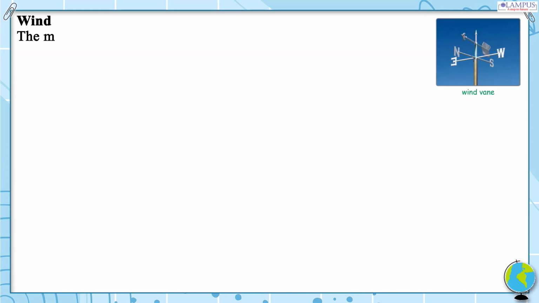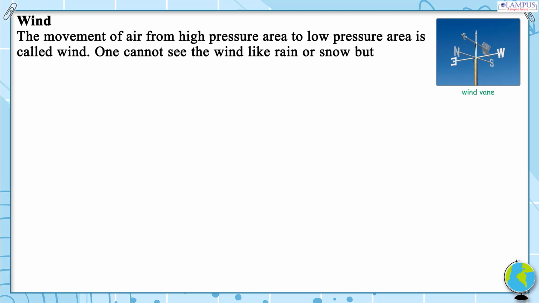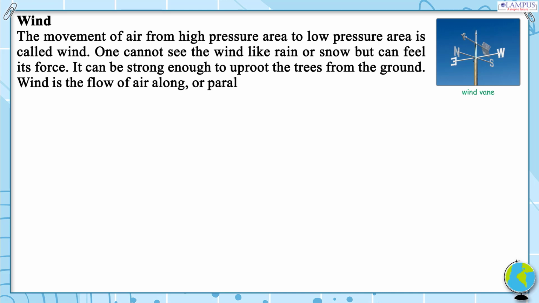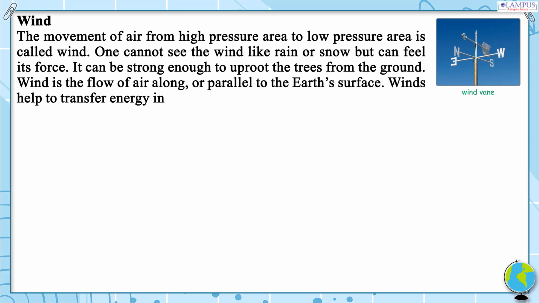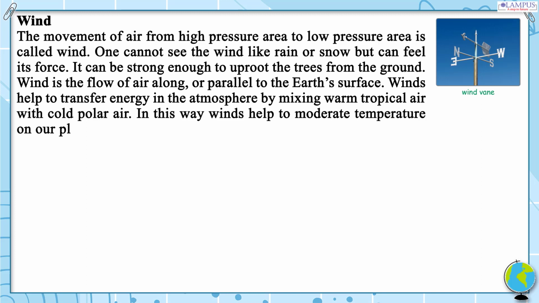Wind. The movement of air from a high pressure area to a low pressure area is called wind. One cannot see the wind like rain or snow but can feel its force. It can be strong enough to uproot trees from the ground. Wind is the flow of air along, or parallel to, the Earth's surface. Winds help to transfer energy in the atmosphere by mixing warm tropical air with cold polar air. In this way, winds help to moderate temperature on the planet.